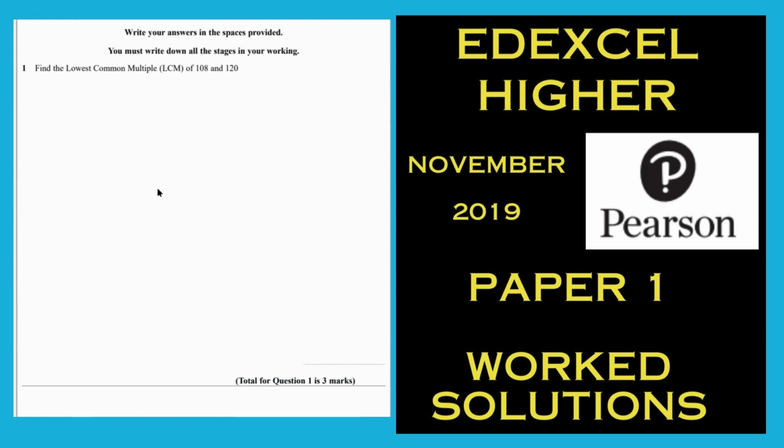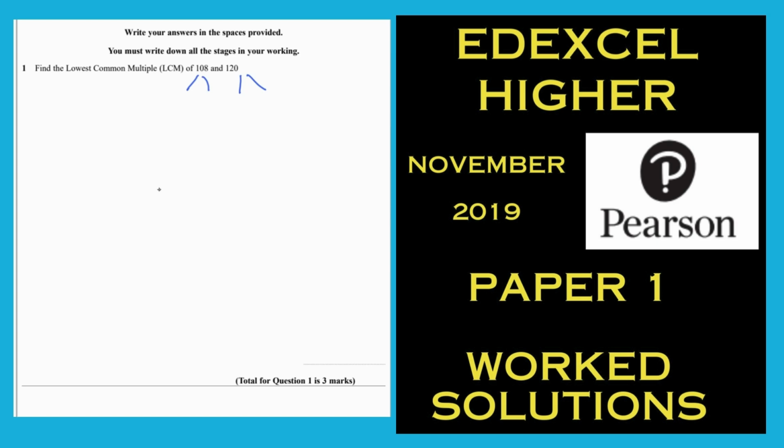Number 1, when you're finding the lowest common multiple, feel free to write them out. Do your 108 times table. About the 7th or 8th one should get it, but always worth doing it properly, just in case the numbers are a heck of a lot worse in your real exam.